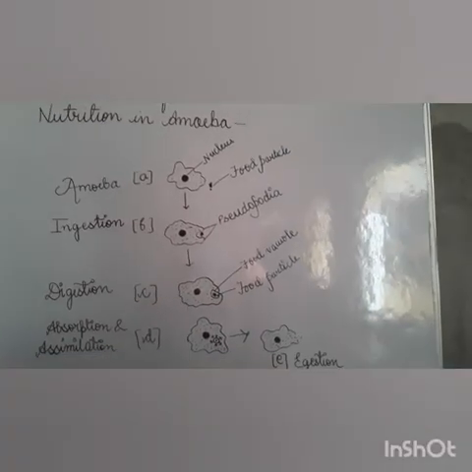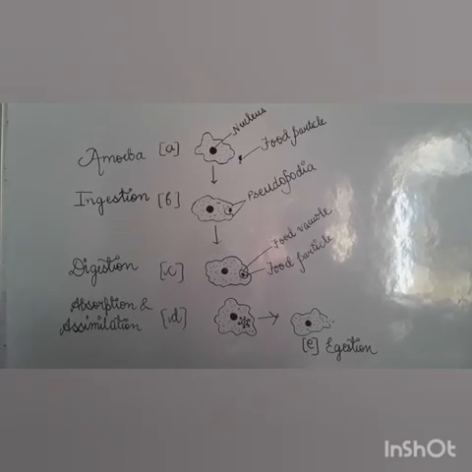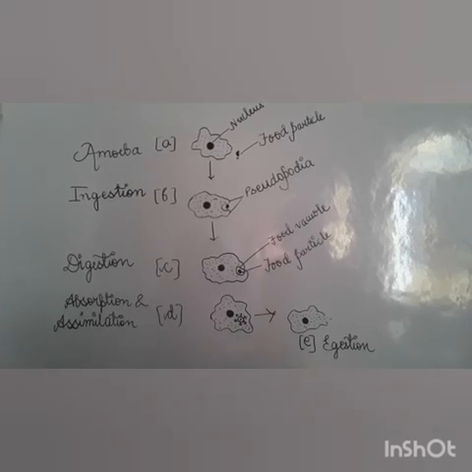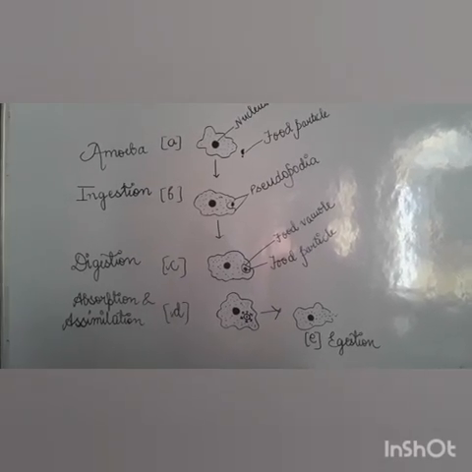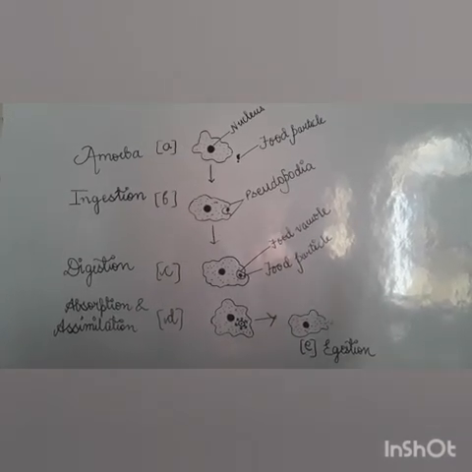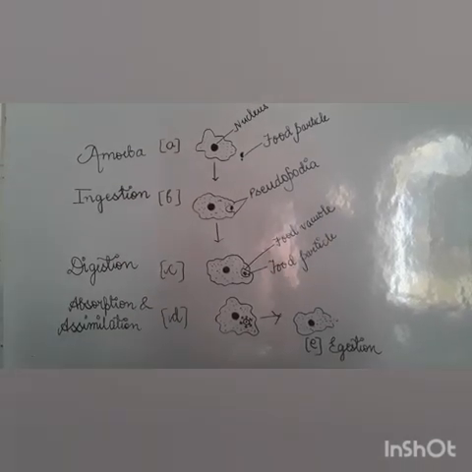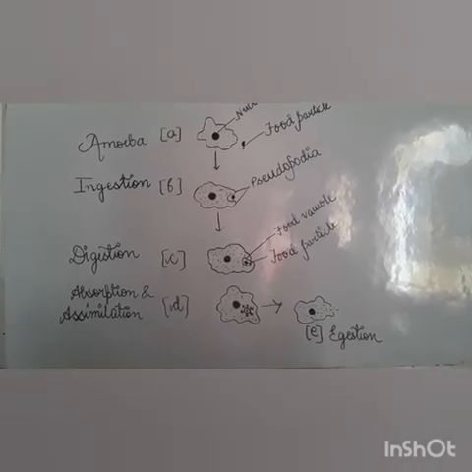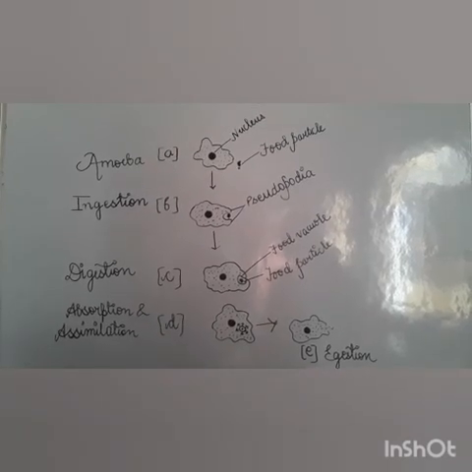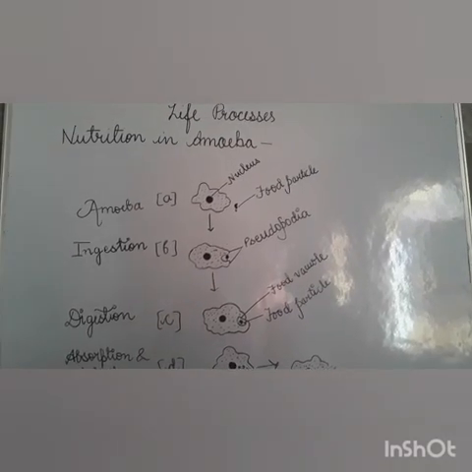So children, now we will learn nutrition in amoeba. Amoeba is a unicellular organism, single celled, eukaryotic, and it is a protozoan. It feeds on bacteria or some unicellular algae. So it is an omnivore. Amoeba is a single celled organism, but it follows all the 5 steps which occur in the holozoic mode of nutrition. And how does it happen?